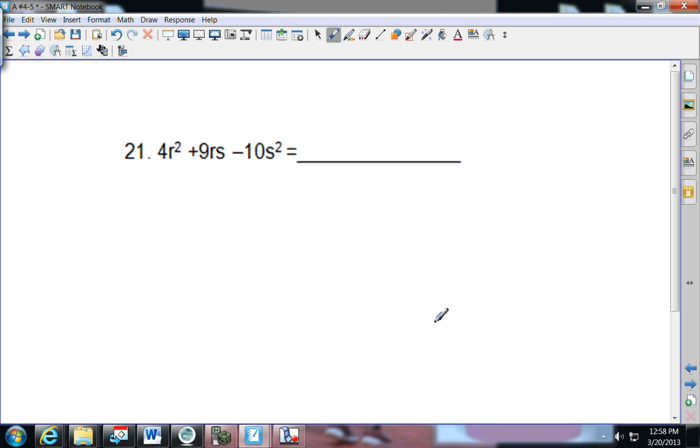Number 21. First thing I look at is there a GCF? Does 4 go into 9? No, it doesn't. So I'm going to go straight to my box.